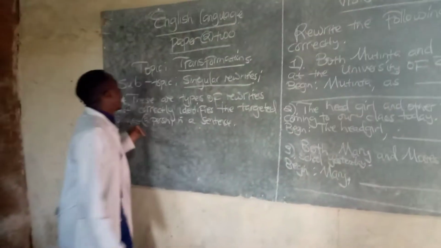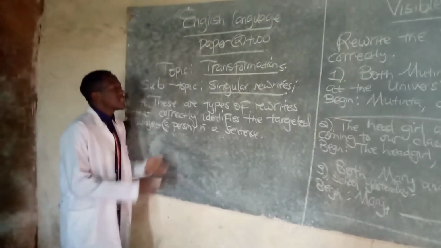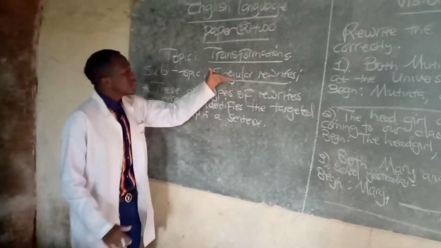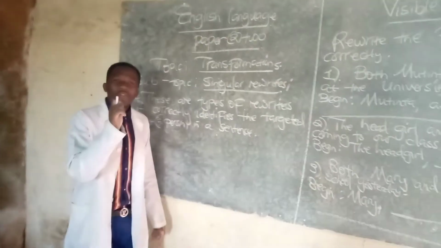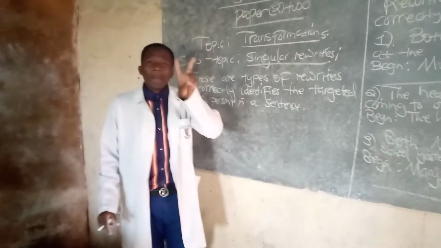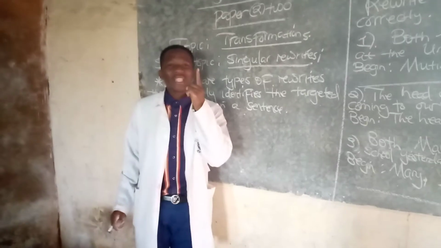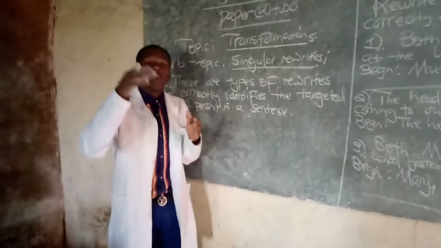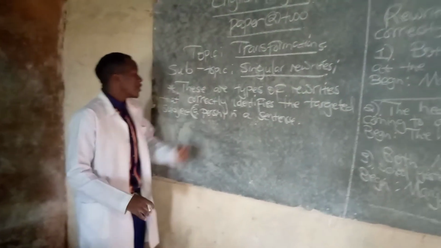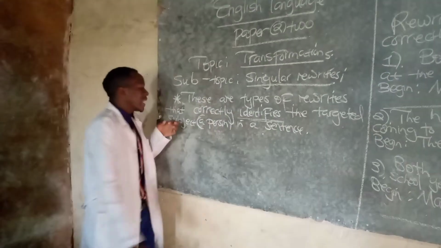Join me now. We're going to talk about singular rewrites. The word singular comes from the word single. The singular rewrites are a type of rewrite where in the first sentence, two people or more than two people were mentioned. Then in the other sentence, the rewrite will only target one person, and you are going to collaborate that person with another person. So the only importance of these types of rewrites is to correctly identify the targeted subject.